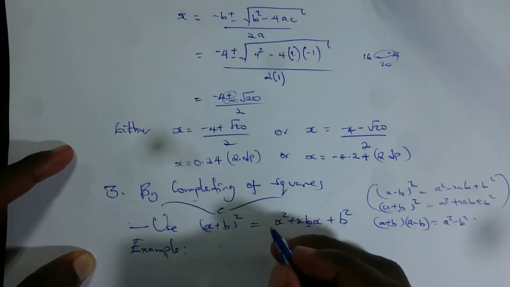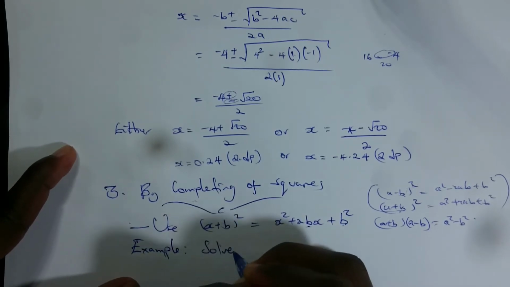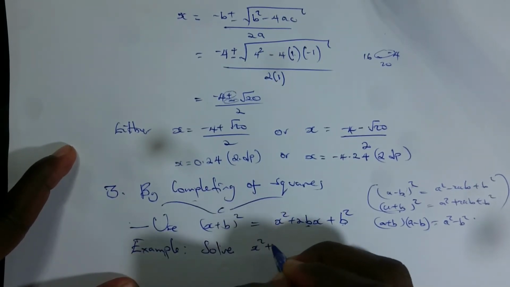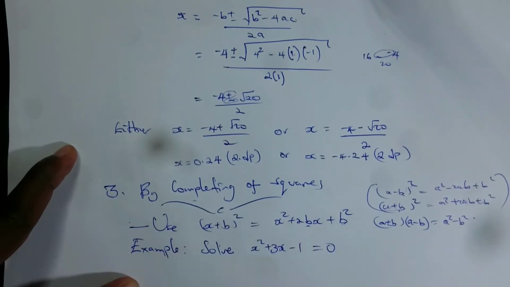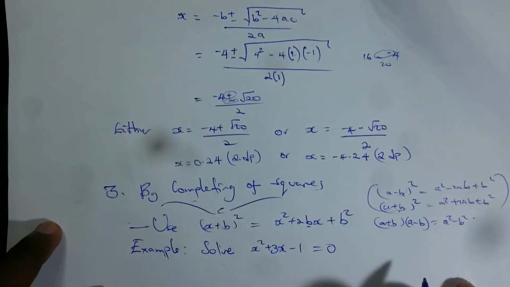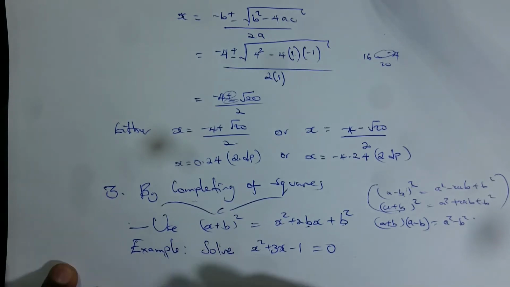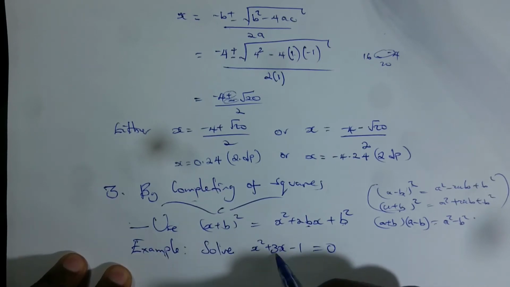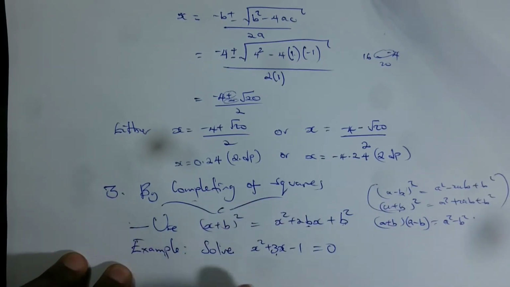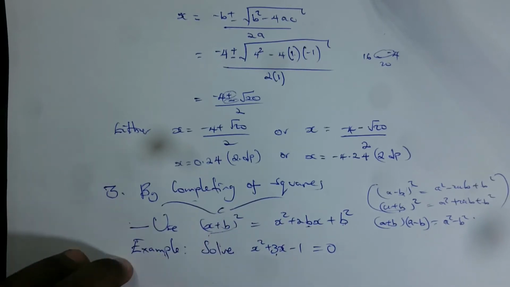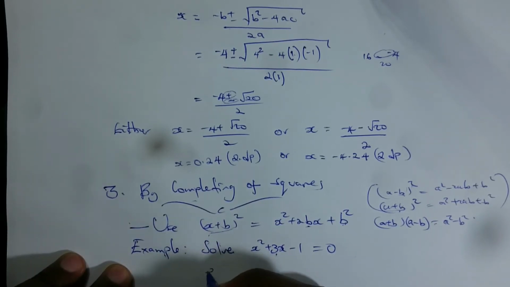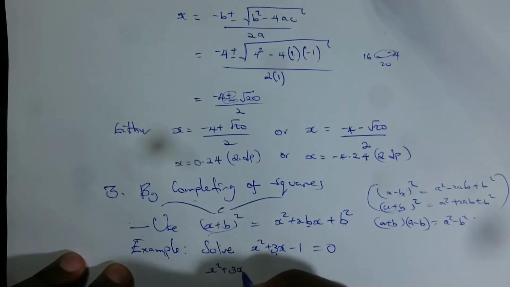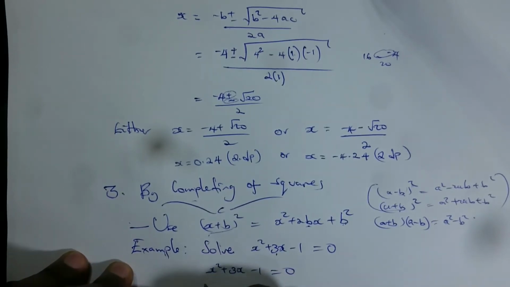Let's say we have to solve x squared plus 3x minus 1 equals 0. Now we need to compare with that. Let us try to create half of this squared, so that we can write it in this form to simplify our work. We have x squared plus 3x. We can take 1 to the other side. Okay, let's first leave it here.